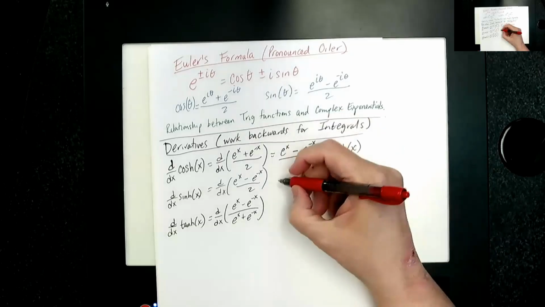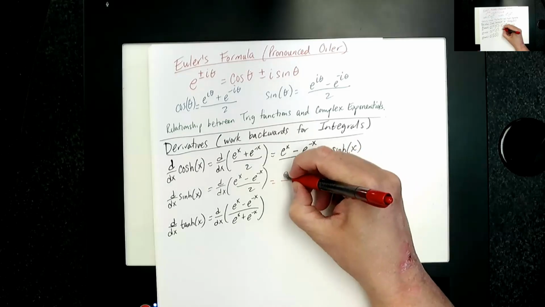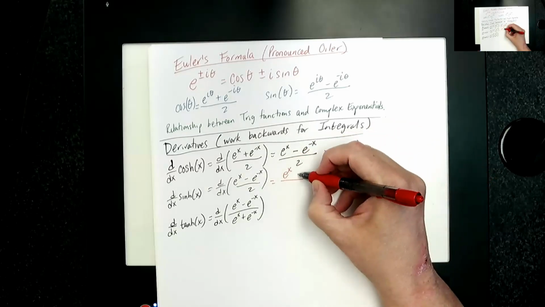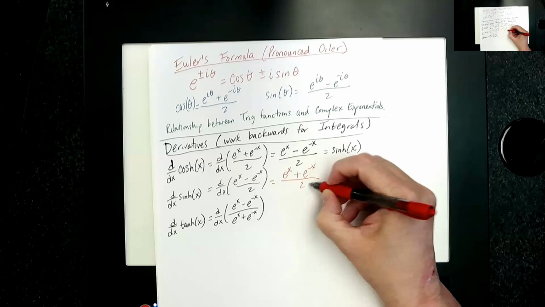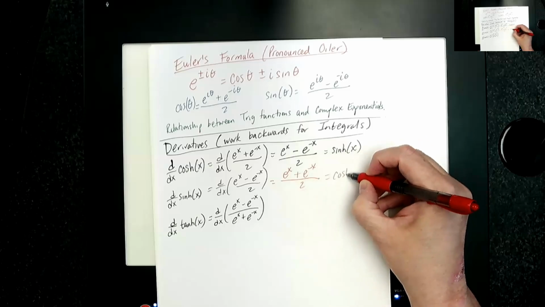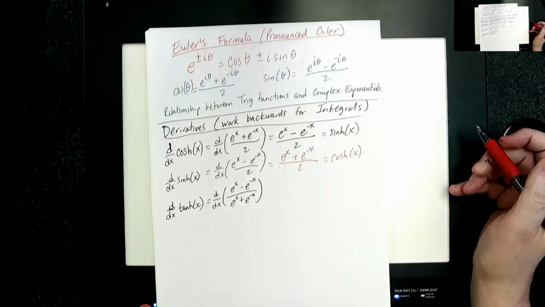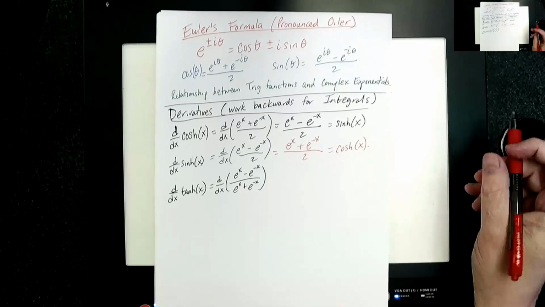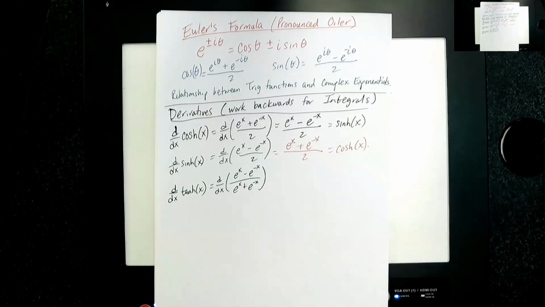So we should see that first one again stays the same. We bring the negative down on that one, becomes positive. Over 2, that's cosh. That one was easy. That was a super easy one. I'd be surprised if anyone's done with hyperbolic tangent yet. So keep going.